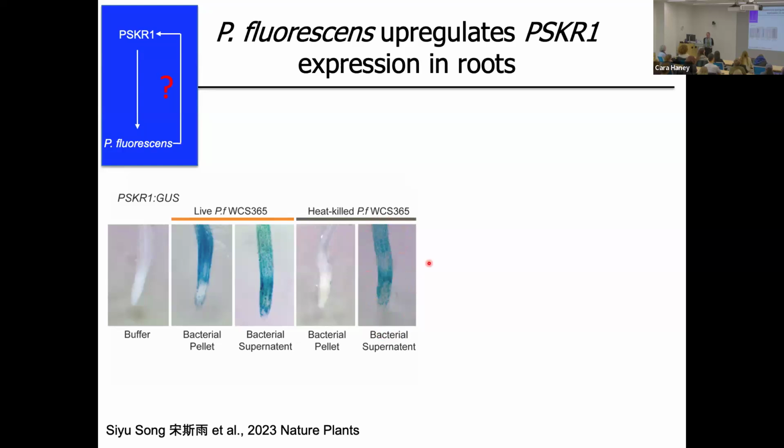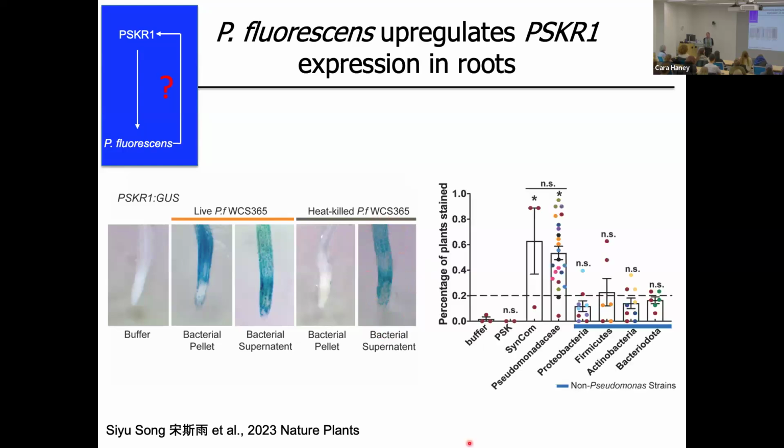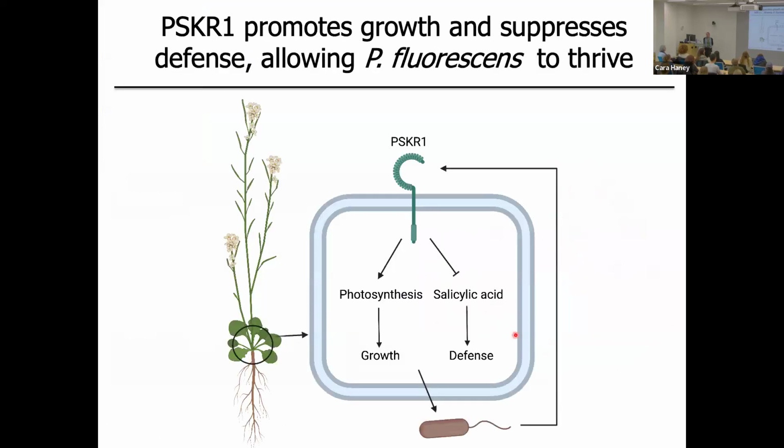We don't know what this is. We have a few ideas, but we don't know for sure. And then this is also very specific to Pseudomonas. So she tried her reporter with her whole synthetic community and found that only Pseudomonas strains in the family Pseudomonadaceae were able to induce PSKR1. So we have a model where we think that Pseudomonas can induce expression of PSKR1. And it might do this because PSKR1 will inhibit salicylic acid, which is a defense hormone which inhibits Pseudomonas. And so Pseudomonas might actually be manipulating the signaling pathway.